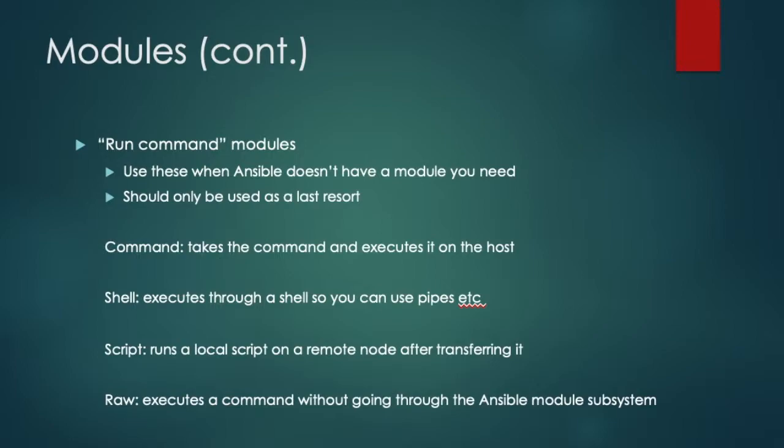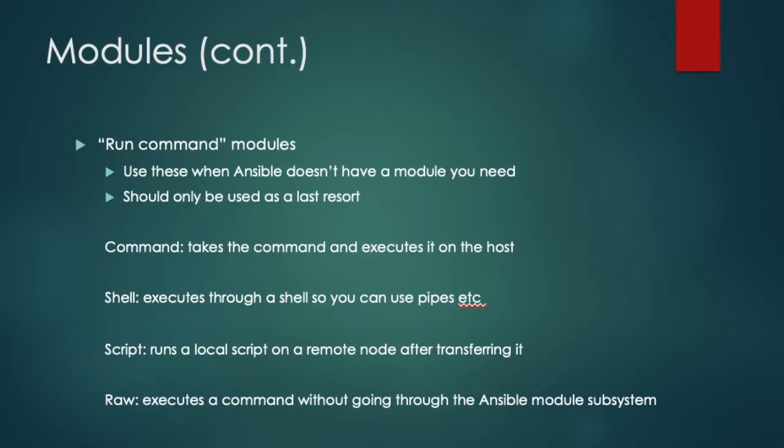Command modules take the command name followed by a list of space-delimited arguments. These should only be used when Ansible doesn't have a module you need and should only be used as a last resort. The shell module takes the command name also followed by a list of space-delimited arguments. It is almost exactly like the command module, but runs the command through a shell on the remote node.